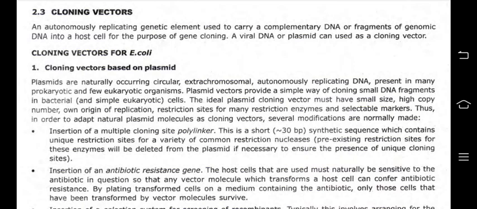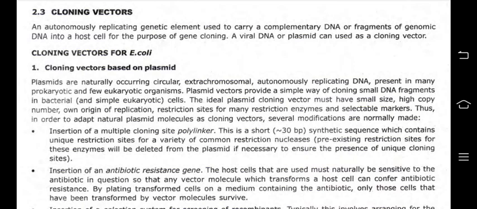Plasmids are naturally occurring circular extrachromosomal autonomously replicating DNA present in many prokaryotic and a few eukaryotic organisms. Plasmid vectors provide a simple way of cloning small DNA fragments in bacterial and simple eukaryotic cells. The ideal plasmid cloning vector must have small size, high copy number, its own origin of replication, restriction sites for many restriction enzymes, and selectable markers.